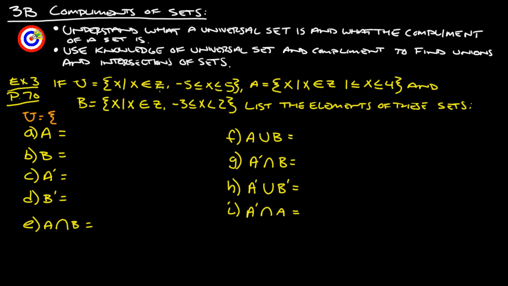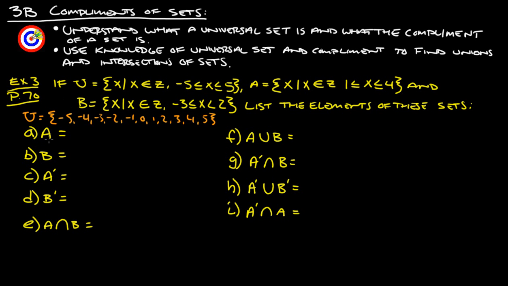So the universal set is all the integers between and including -5 to 5. So that's just going to be -5, -4, -3, -2, -1, 0, 1, 2, 3, 4, and 5. Okay, so that's our universal set, which is kind of handy.